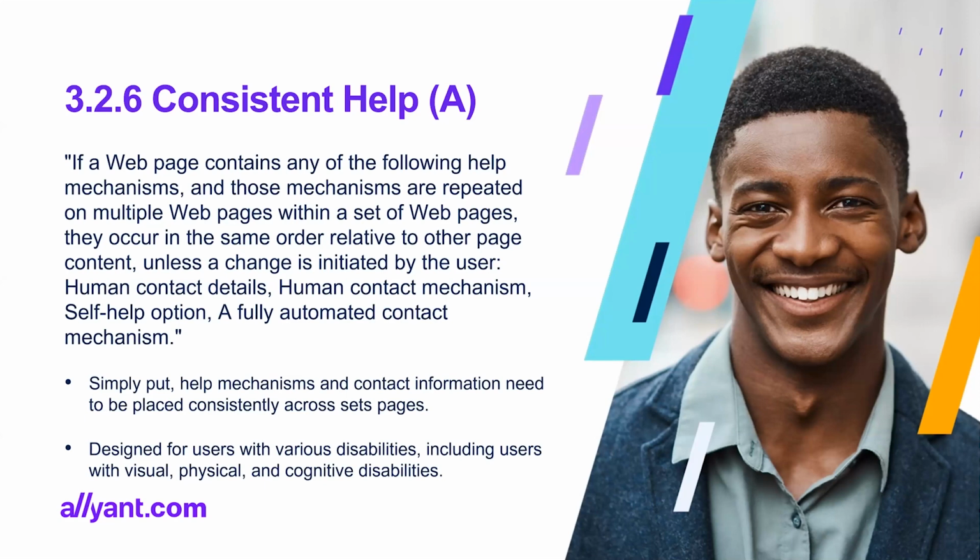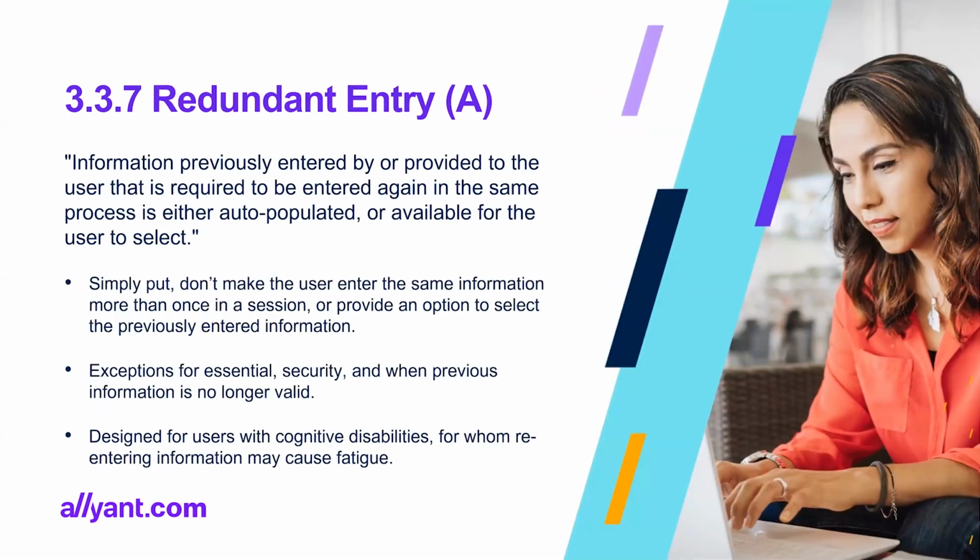The next one is 337, redundant entry. And I'm going to apologize in advance if we have any government employees on the line who might be significantly impacted by this, because what it specifically says is that you shouldn't make the user enter the same information twice without providing a mechanism to auto-populate or to pull that information over. So if you have a workflow and you tend to ask the user to repeat that same information a lot, that can be considered a violation of this success criteria if you don't have some way for the user to pull over their prior response.